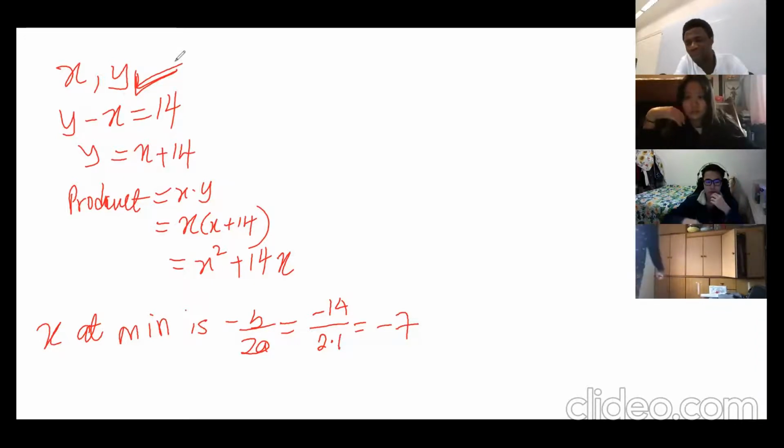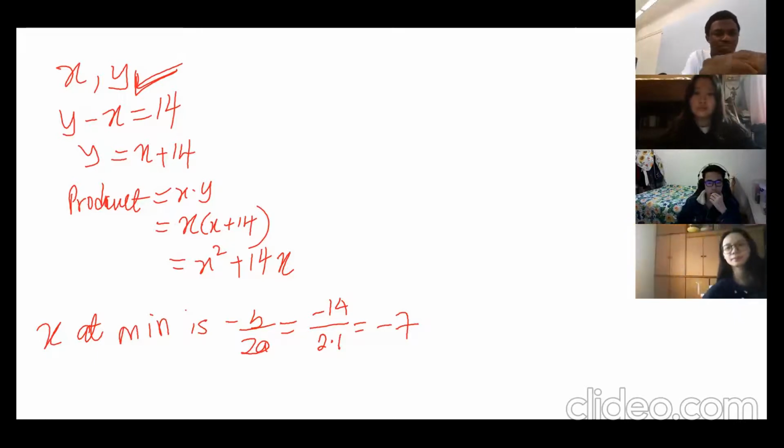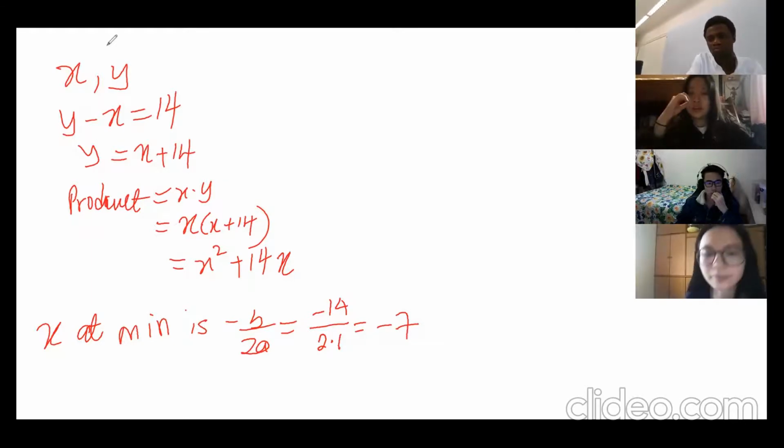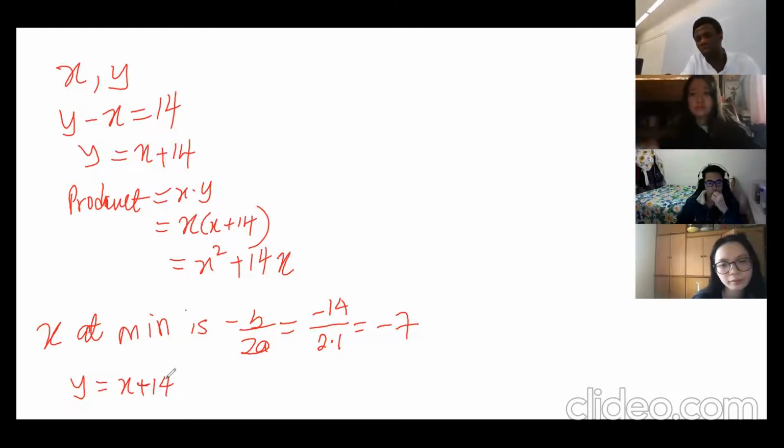Well, I'm confused. Okay, can somebody help? Krista. So now you put the negative x equals negative 7 back into y equals x plus 14. I don't know where he's getting 1 and 14 from. So this is negative 7 plus 14, which is equal to 7.